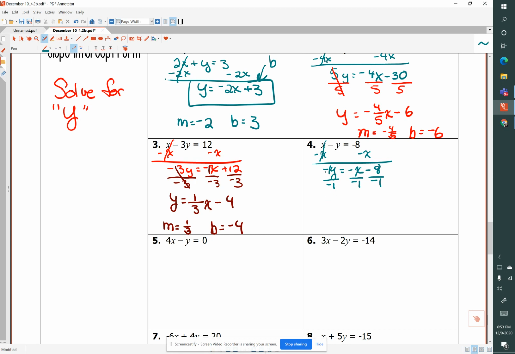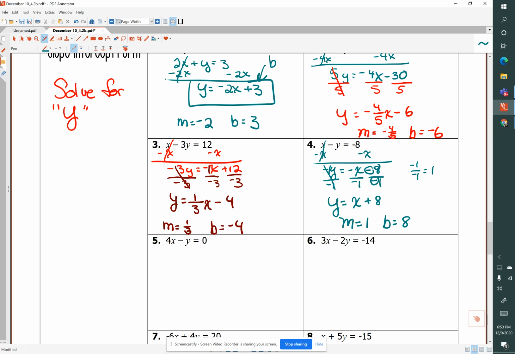So we are left with, this cancels, y equals positive x, because negative 1 divided by negative 1 equals 1, and that 1 becomes invisible. So y equals x plus 8. Again, a negative divided by a negative is a positive. Our m value is 1, and our b value is 8.